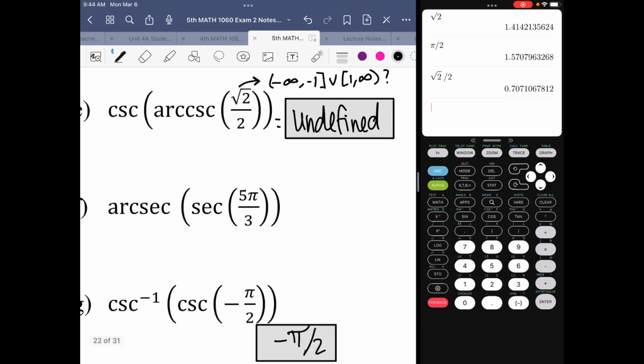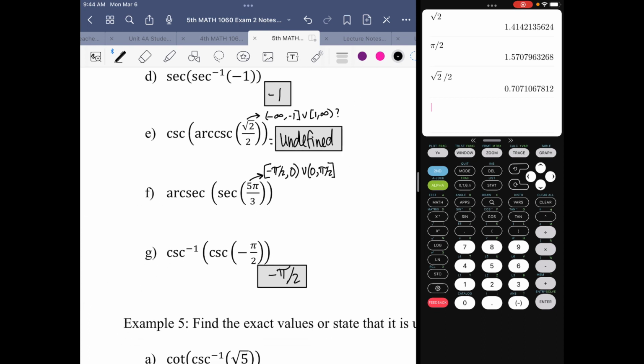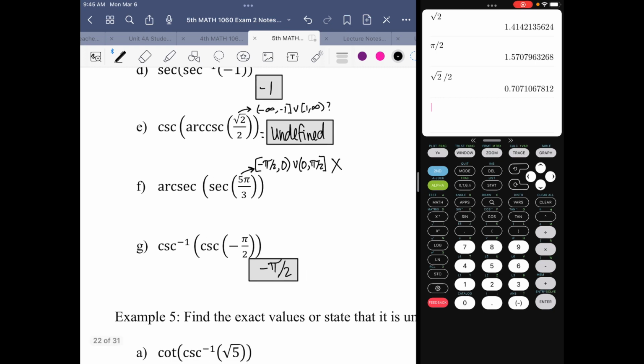Okay. Now here's another one for you. So we need to check that 5 pi thirds is between negative pi halves and pi halves, but it can't equal 0. And the answer to this is no. This angle does not fall within that. Okay, so now we got to think through this a little bit differently.